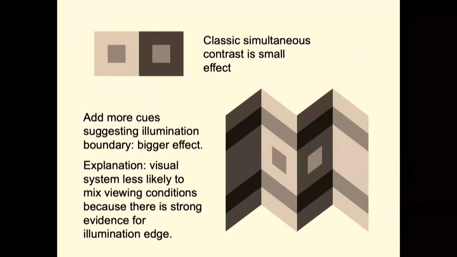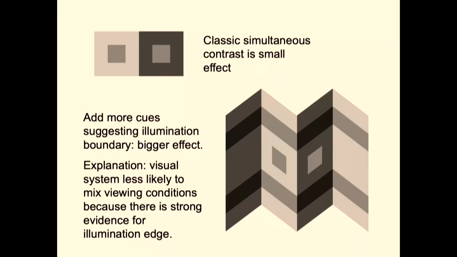Okay. So if we take this back to what we started with, right? This is the classic simultaneous contrast effect, which we started out with. So you've got these two squares. They look a little bit different, right? The one on the left is darker than the one on the right. Okay. So there's an illusion there, but it's a small effect.